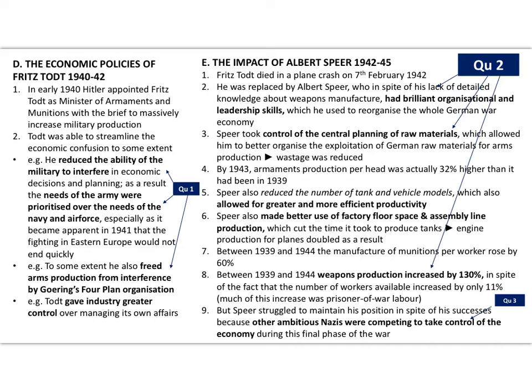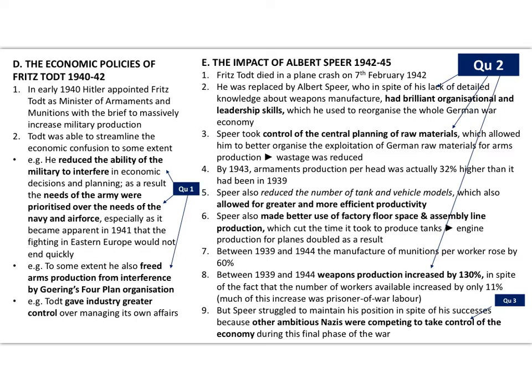Now, a big part of that shift towards efficiency in the second half of the war was to do with the fact that two key men stepped in and brought about greater efficiency. The first was called Fritz Todt, who was appointed Minister of Armaments in 1940. And undoubtedly, he did a lot to introduce efficiency. The details are there. I don't need to read them through, but make sure you learn those details.